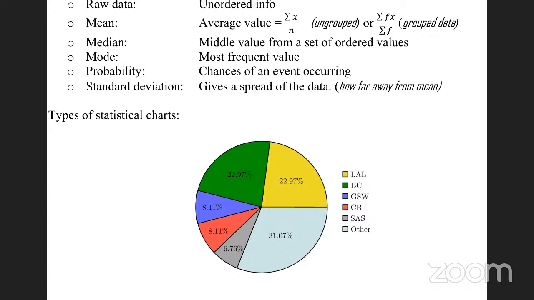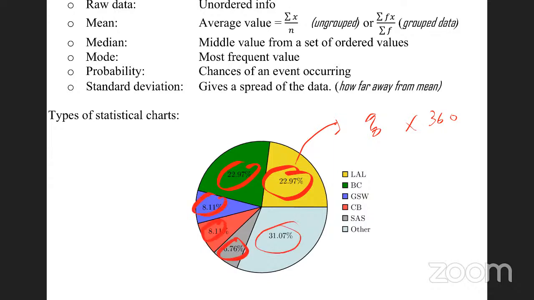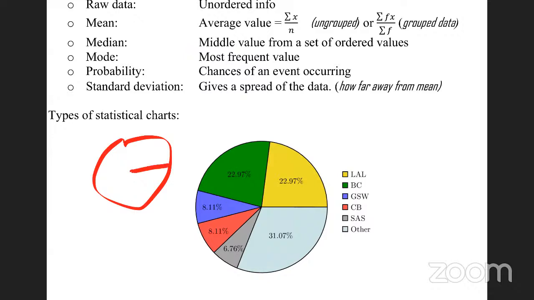Pie chart. How do we plot a pie chart? A pie chart requires an angle. So all you have to do is take the percentage, or the fraction, and multiply it by 360. Find the fraction of each one of them, multiply it by 360 and plot it. Whenever you're drawing it, remember to start at one random point and then go all the way around.